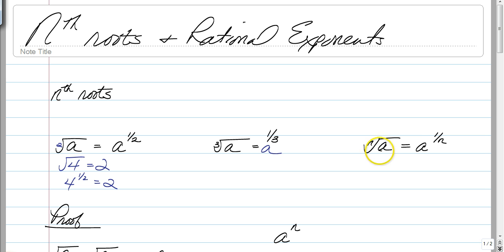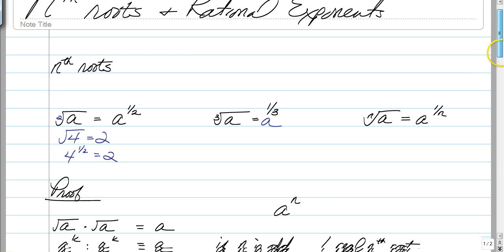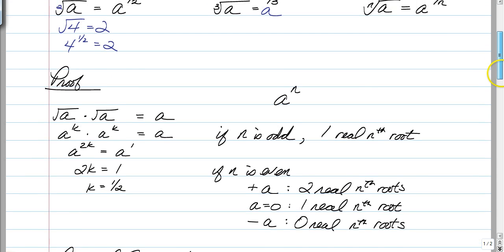The nth root of any number can be written as a to the 1 over that nth root that you're trying to find. So one of the very useful tools you're going to have for this chapter is being able to rewrite radicals as an exponent. Okay? So here's the proof.